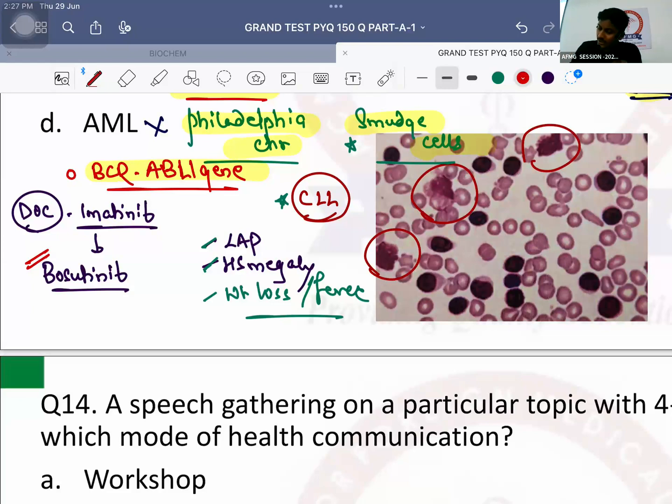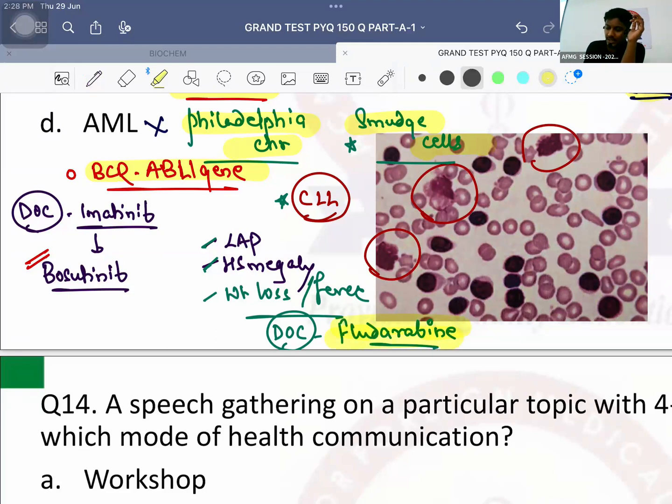CLL के लिए drug of choice, anybody? What is the drug of choice? Very good, बोलो. It is fludarabine. Okay, it is fludarabine usually. FCR or PCR regime is followed. Fludarabine, cyclophosphamide and rituximab. Or PCR is pentostatin, cyclophosphamide and rituximab. Remember, fludarabine is the drug of choice. So jaldi say, drug of choice for CML, imatinib. Drug of choice for CLL, fludarabine. No issues with this, anybody?